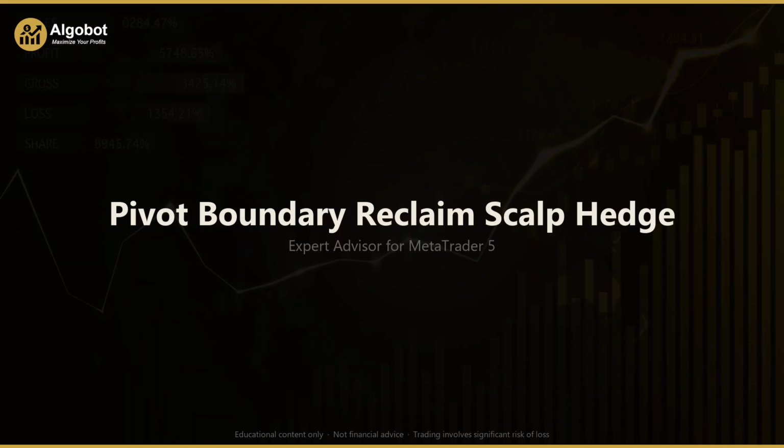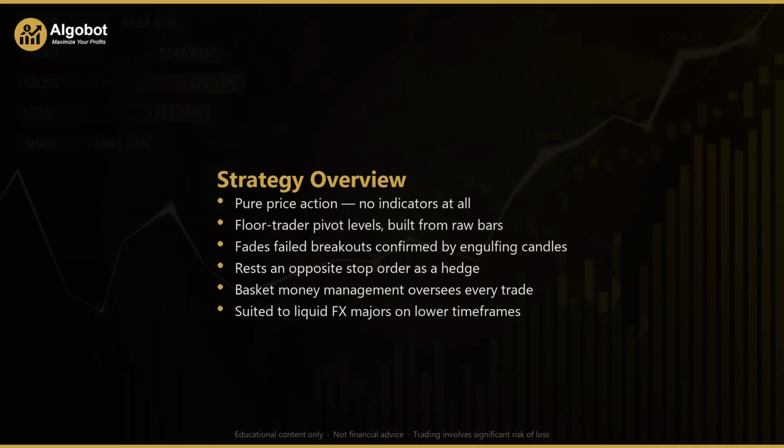Let's get started. So what exactly does this expert advisor do? At its heart, Pivot Boundary Reclaim Scalp Hedge is a failed breakout reversal system. It's built entirely from raw price bars. There are no moving averages, no oscillators, no volatility bands, nothing of that kind. Every decision comes from price structure alone.